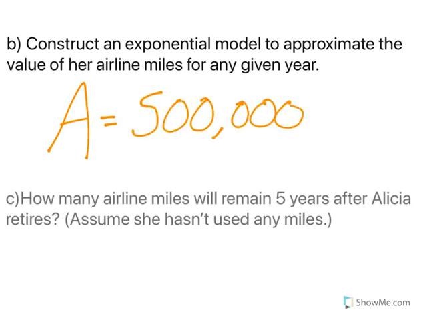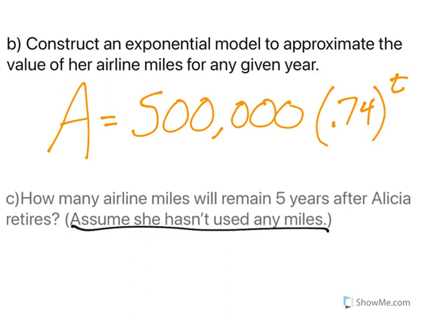500,000. My change factor goes in parentheses, 0.74, and we raise it to the number of years, which in this case is just T, because we don't know the number of years. So, the next portion. How many airline miles will remain 5 years after Alicia retires? This is assuming she hasn't used any of them, right? If she just forgets they exist and they just depreciate by 26%, how many are left?